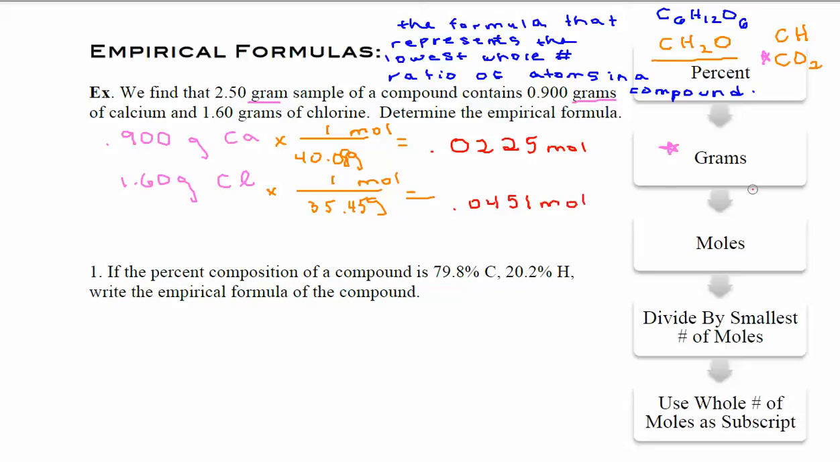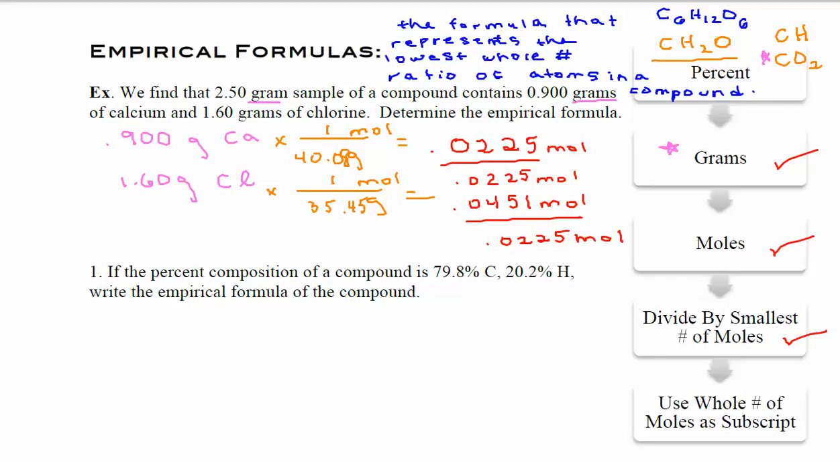Now my next step, so I've done going from grams to moles. My next step, divide by the smallest number of moles. Now I've got 0.02 here, 0.04 here, which tells me that my smallest number of moles is the 0.02. So I'm going to divide both of these by my smallest number of moles. So I'm done with the third step.